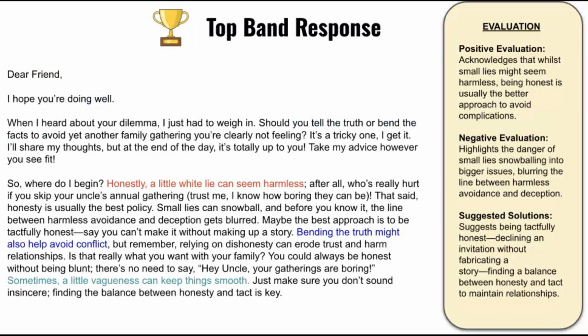And in terms of my evaluation for the first half, so the positive evaluation, it acknowledges that whilst small lies might seem harmless, being honest is usually the better approach to avoid complications. The negative evaluation, it highlights the danger of small lies snowballing into bigger issues, blurring the lines between harmless avoidance and deception. And suggested solutions, it suggests being tactfully honest, declining an invitation without completely fabricating a story, finding that right balance between honesty and tact to maintain a healthy relationship.